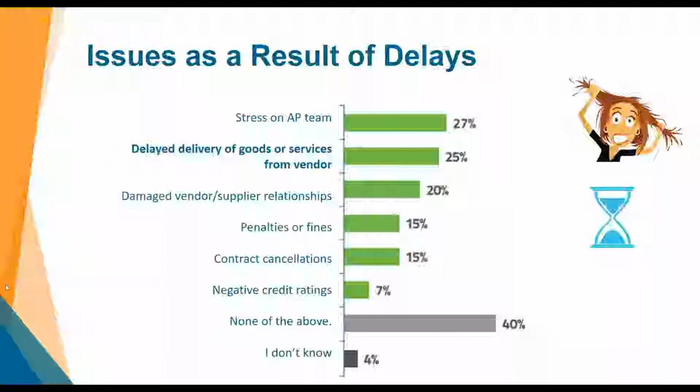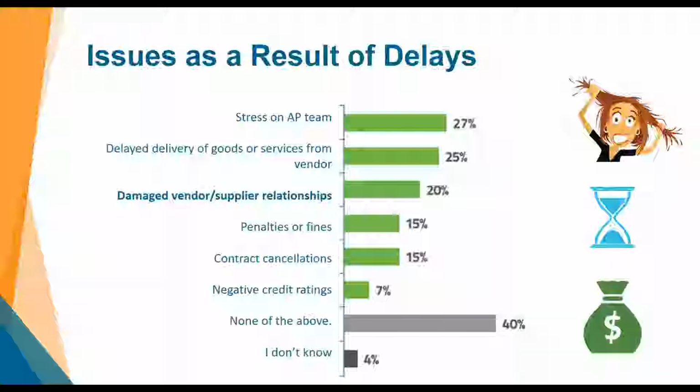Aside from stress, another big issue related to delays is the delay in delivery of goods and services. Now, the delay in delivery of services or goods can never be a good thing, obviously. It disrupts timelines within an organization, which can have a domino effect. And it also negatively affects the reputation of your organization, which will inevitably lead to damaged business relationships, which ultimately leads to penalties or fines or lost contracts, which brings us to the third biggest result, which is lost money. Again, this comes from a combination of penalties, fines, and canceled contracts.